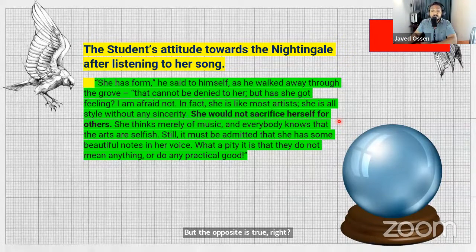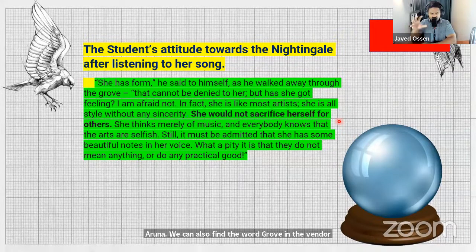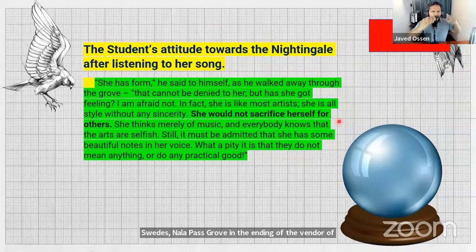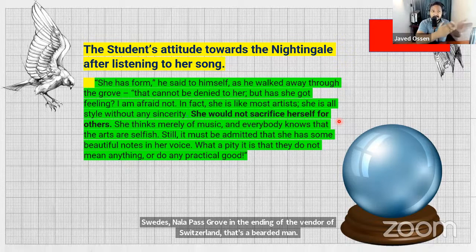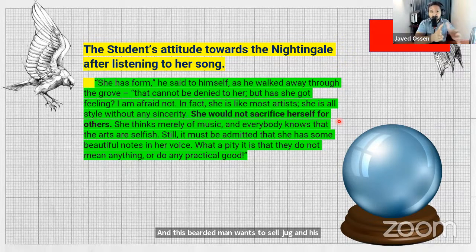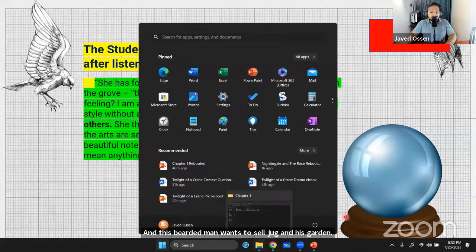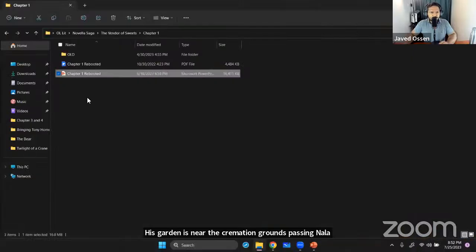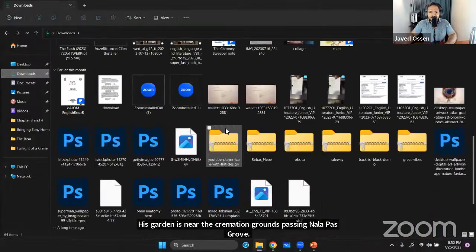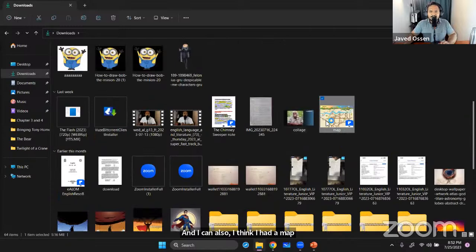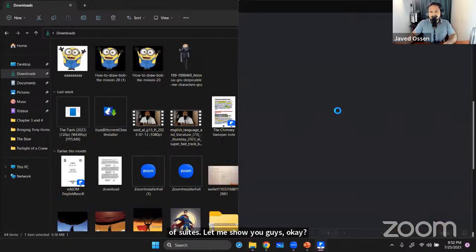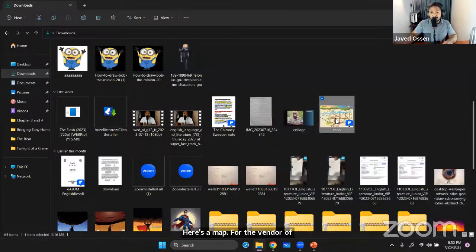We can also find the word grove in The Vendor of Sweets: Nallappa's Grove. In the ending of The Vendor of Sweets, there's a bearded man, and this bearded man wants to sell Jagan his garden. His garden is near the cremation grounds, passing Nallappa's Grove. I think I had a map for The Vendor of Sweets. Let me show you guys. Here's a map for The Vendor of Sweets that my graphic designer actually made.